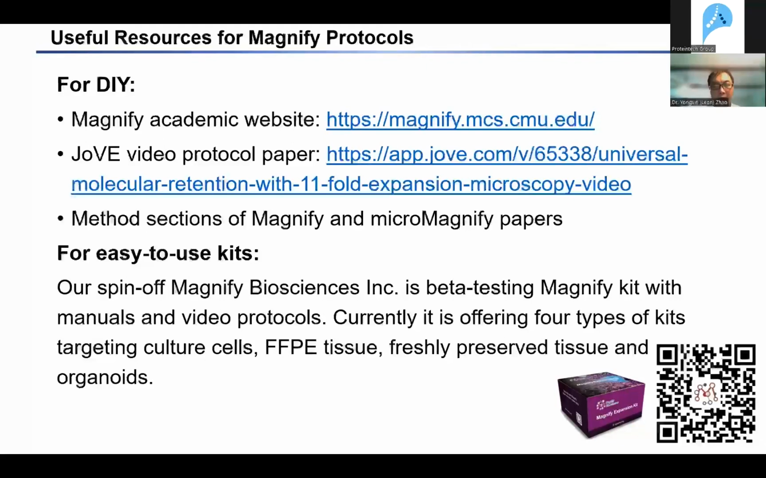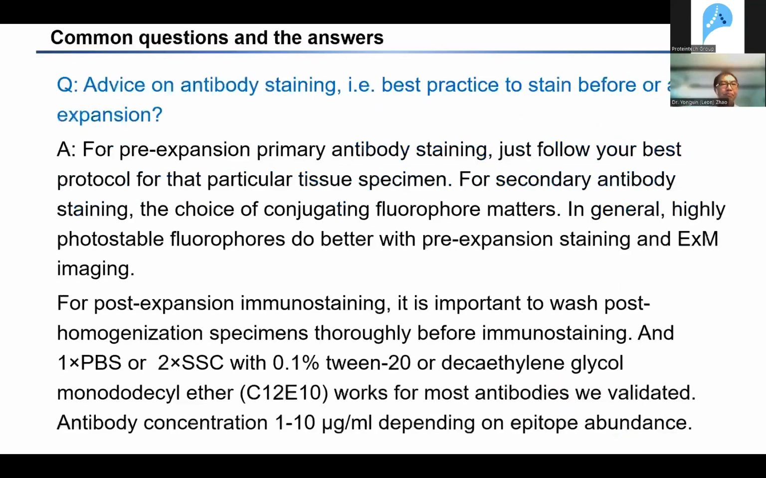Currently, it offers 4 different types that target cultured cells, FFPE tissue, freshly preserved tissue, as well as organoids. So if you're interested, feel free to take a photo of this QR code. It will lead you to the Magnify Bioscience website, and then you can inquire about the details for the beta testing program. Now, I'm going to address some of the common questions before we actually jump into the Q&A.